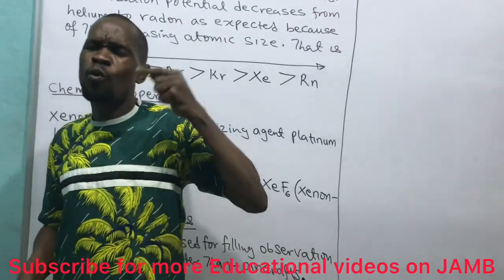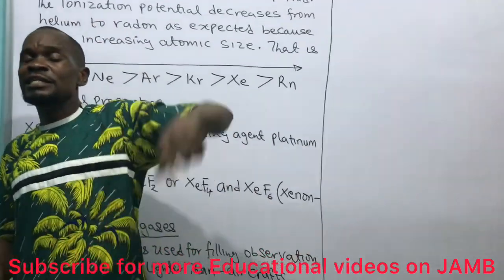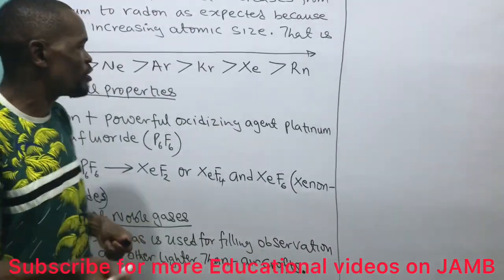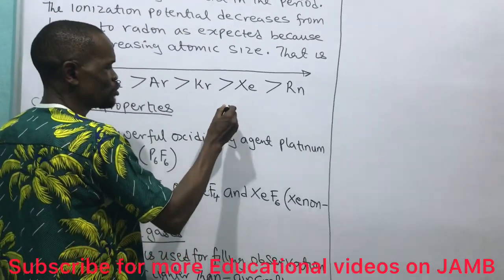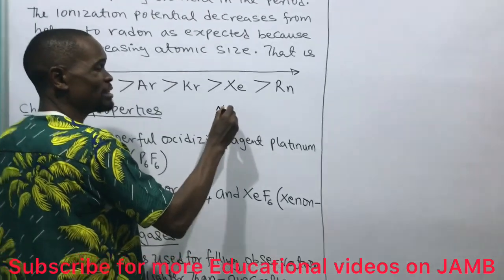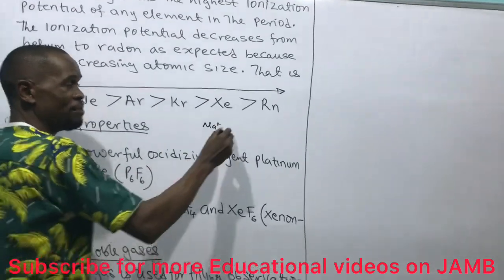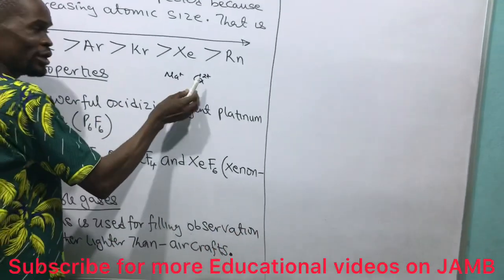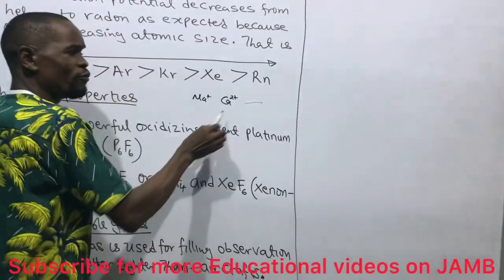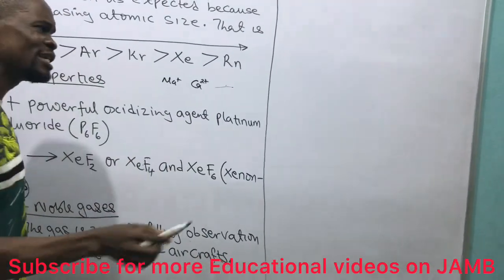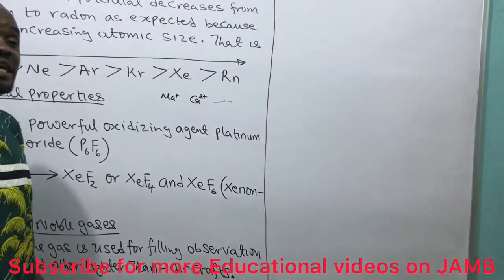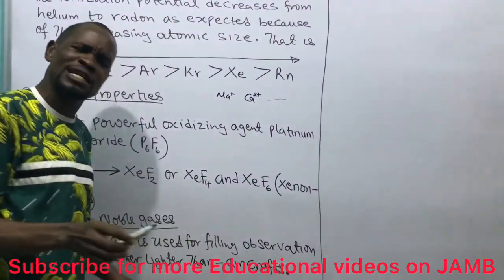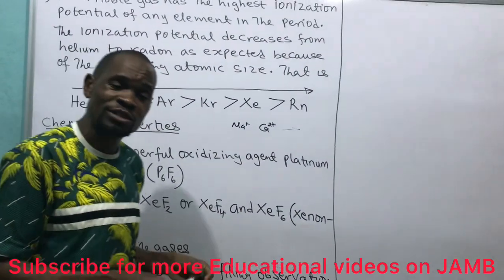For him to give you one electron is less than the energy it requires for the second electron. For instance, if we have calcium and sodium, sodium has one electron that it can give out. But when we come to calcium, calcium is going to give out two electrons. So for calcium to give the first electron, the ionization energy required is less than the ionization energy required for it to give the second electron.